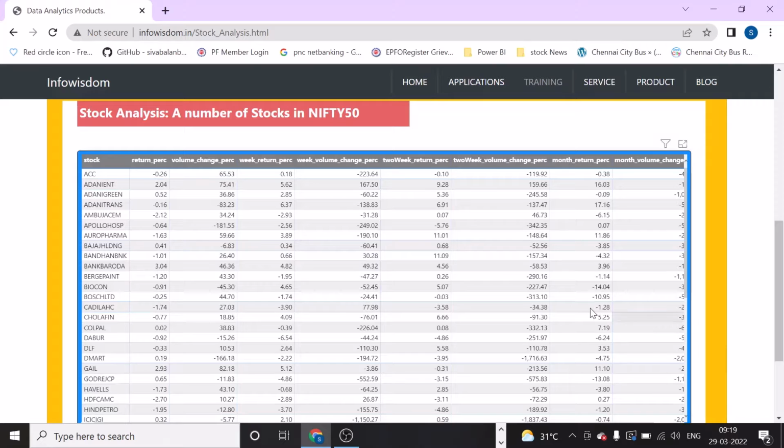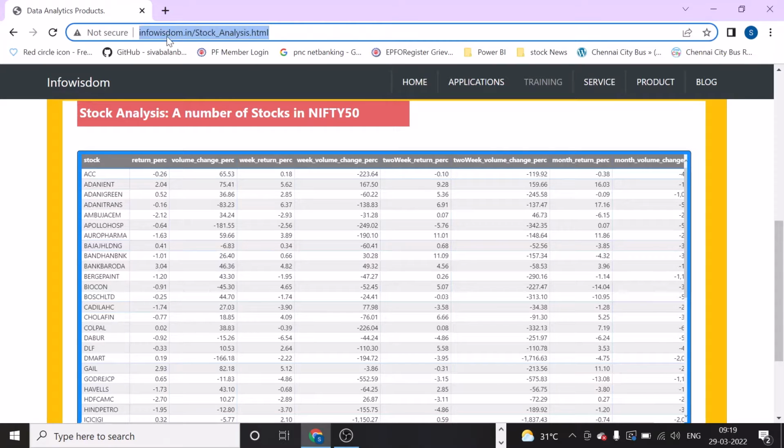The application is available at this URL, that is infowisdom.in/stock_analysis.html. This is the URL where the application is available. This application is developed with the help of R language and Power BI, and this report is published with the help of Power BI Cloud. So how can we use this application? Let us move on to that.